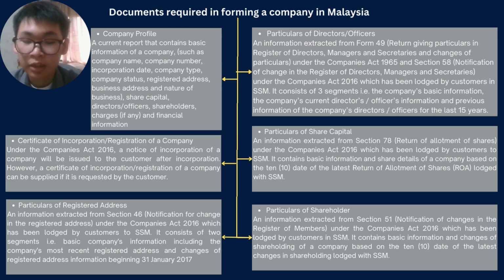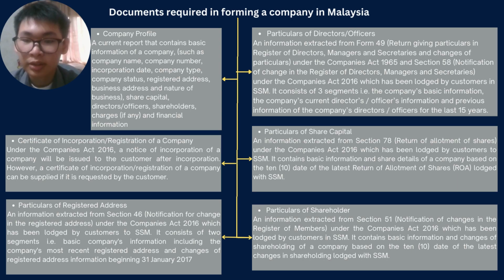The first one is a company profile, a current report that contains basic information of a company, such as the company name, the company number, incorporation date, company type, company status, registered address, business address, and nature of business, the share capital, the directors or officers, shareholders, charges if any, and financial information.